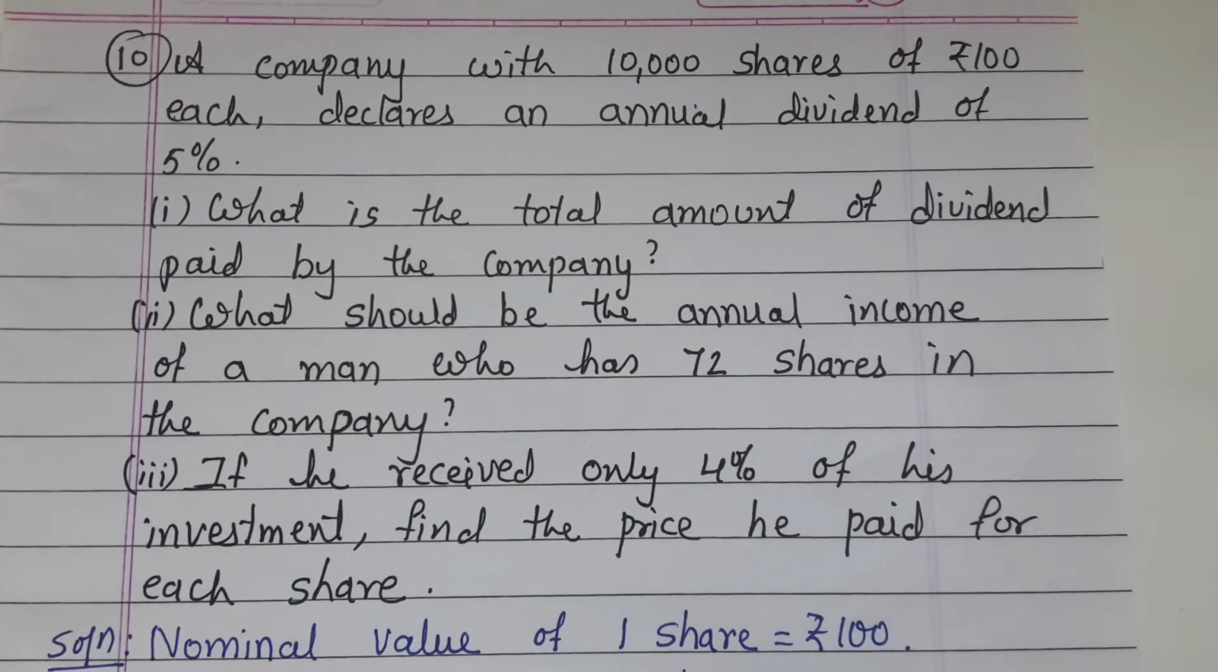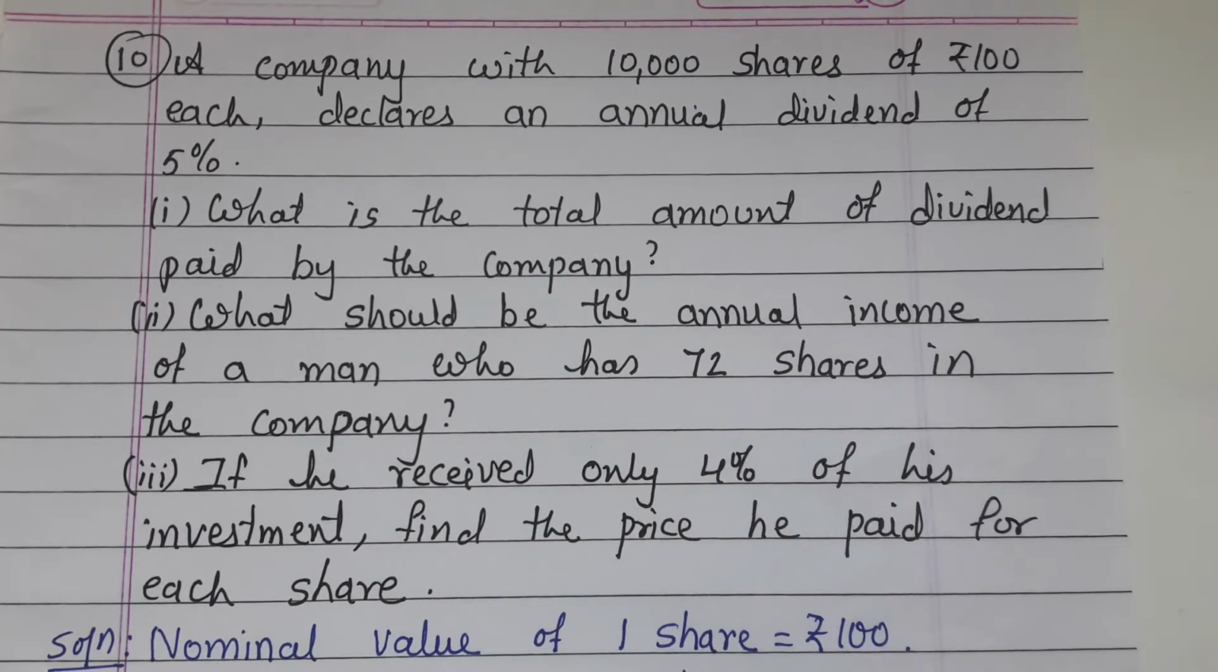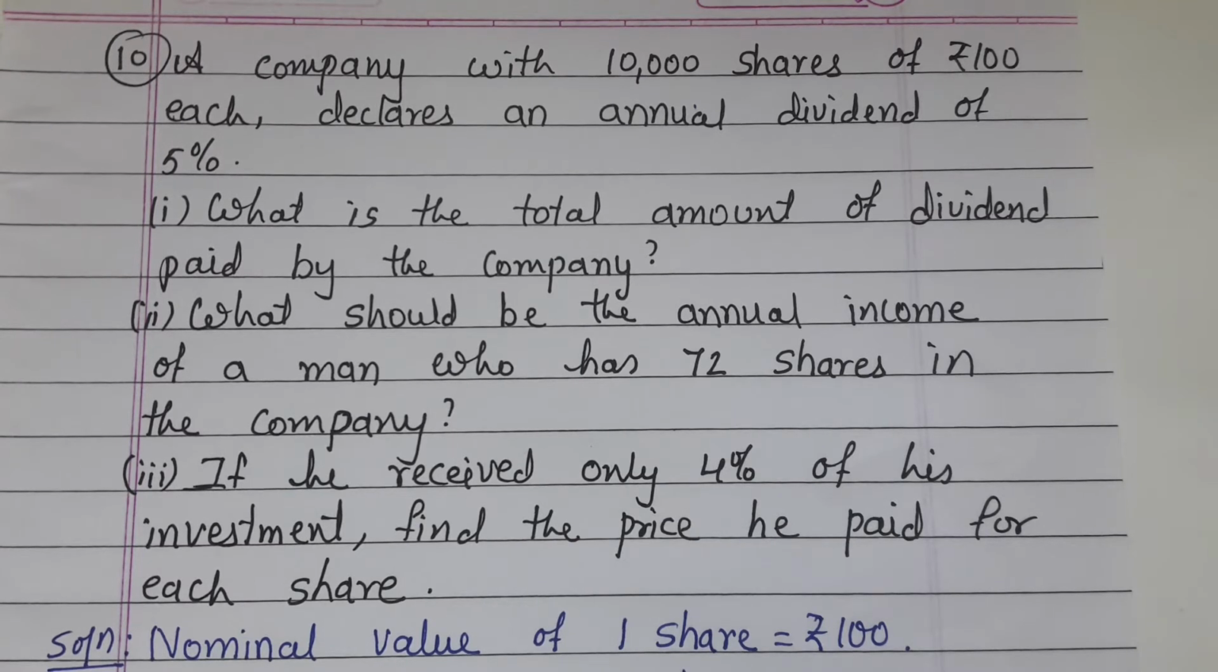Sum number 10. A company with 10,000 shares of rupees 100 each declares an annual dividend of 5%. First, what is the total amount of dividend paid by the company? Second, what should be the annual income of a man who has 72 shares of the company? Third, if he receives only 4% of his investment, find the price he paid for each share.